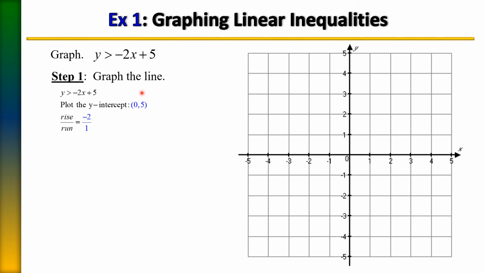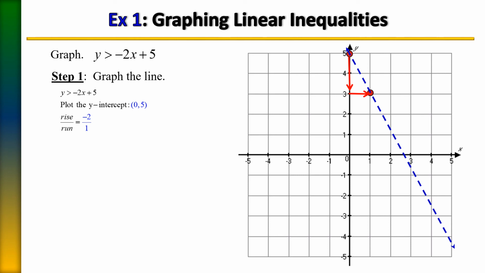So let's go ahead and first start by plotting the y-intercept, that is 0 and up 5. From that point, we're going to fall down 2 and run 1. That takes me to my next point on the line, and we're going to go ahead and draw what type of line? Notice here in the equation, it is just the greater than symbol. It doesn't have the line or equal to under it, so that means we're going to sketch a dashed line.